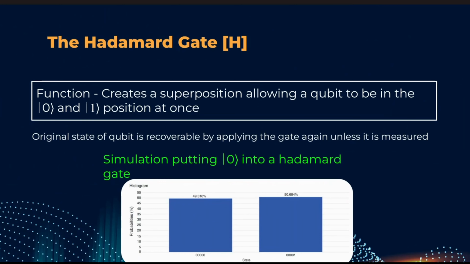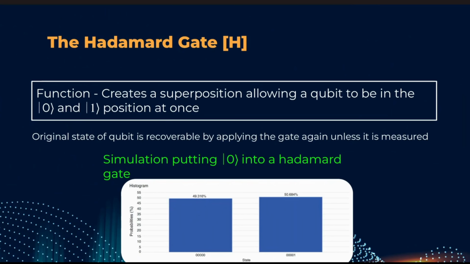So if we start with a qubit that is in the 0 state, and then we apply the Hadamard gate to it, the qubit ends up being evenly balanced between both 0 and 1. Unlike the image below shows, when we measure the state of that qubit, 50% of the time it is 0 and 50% of the time it is 1.